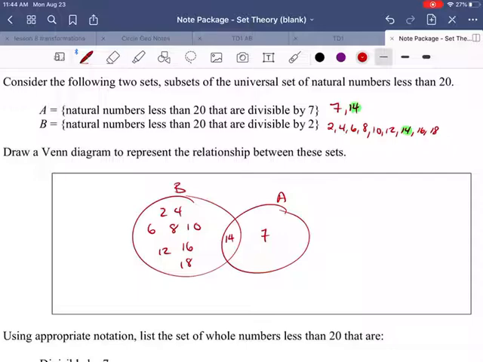So we've drawn both sets. Another thing we need to do is show that they're subsets of the universal set of natural numbers less than 20. So in the universal set we include 1, 3, 5, 7, 9, 10, 11, 12, 13, 14, 15, 17, and 19. So this is the universal set.